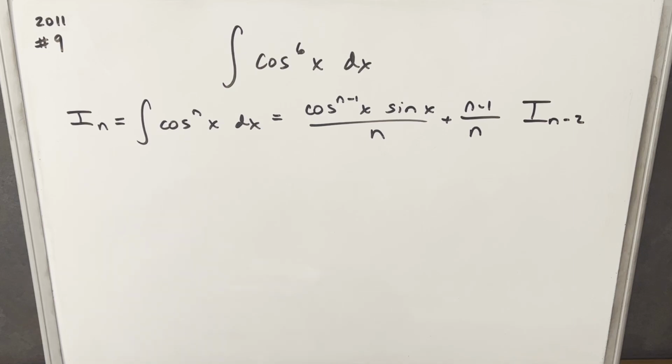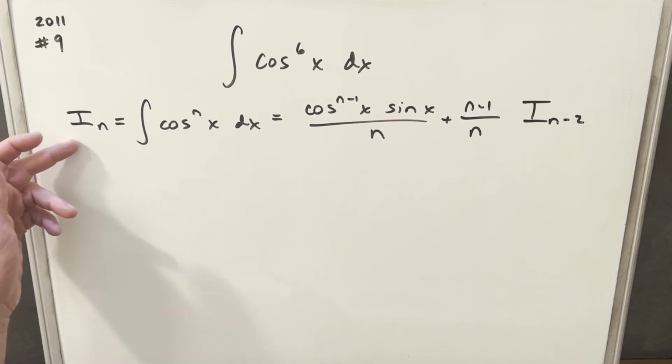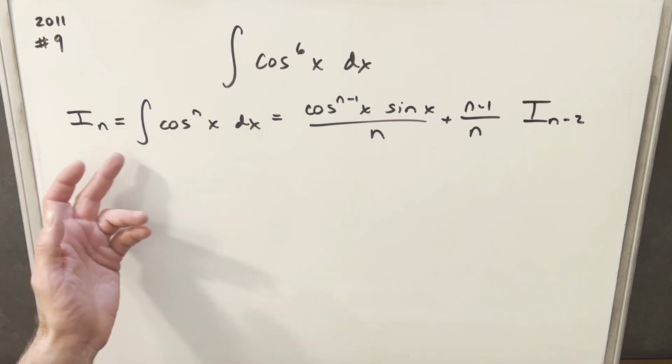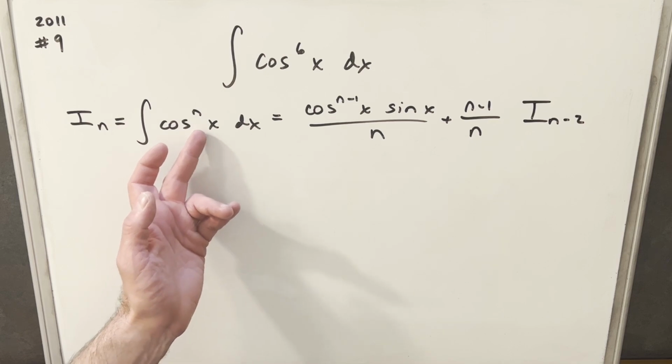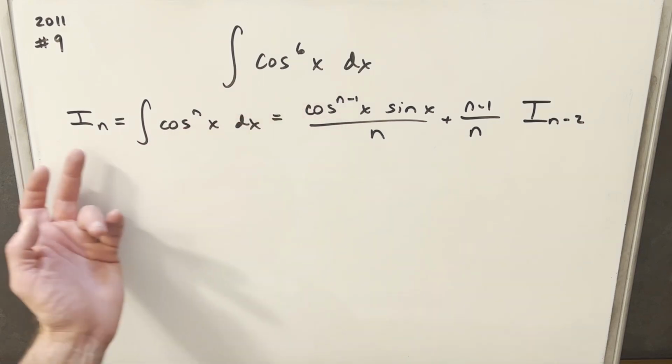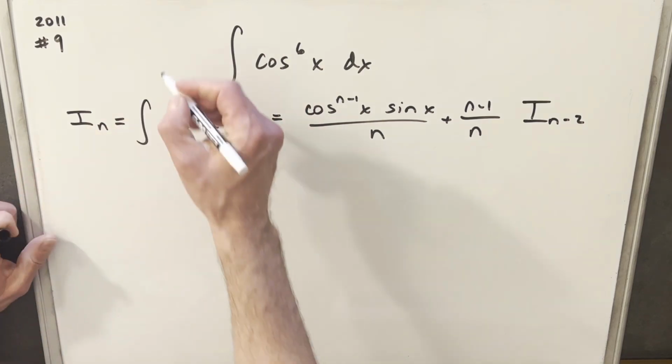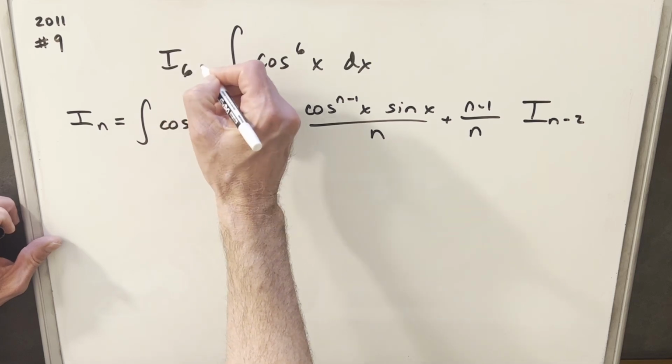Typically I don't like to use formulas all that much, but in this case, I think it's pretty useful because we can do this very systematically. What this formula allows us to do, so we have an integral with some exponent n. In this case, it's going to be 6. So this integral here, we could call I sub 6.